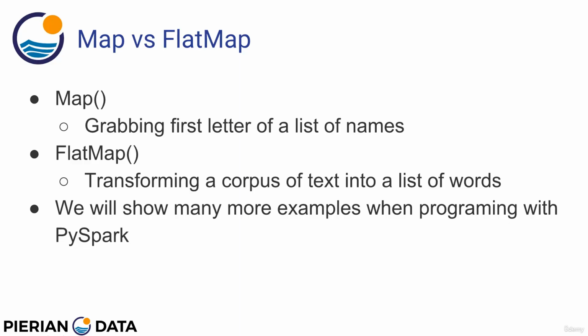words. So for instance, in your first RDD, each element is a line of text. And then you can use flat map to actually convert that into a list of words. Now, each element is actually a singular word. So you're going to have more elements after that flat map operation. And again, don't worry, we're going to show a lot more examples when we're actually programming with Python and Spark.